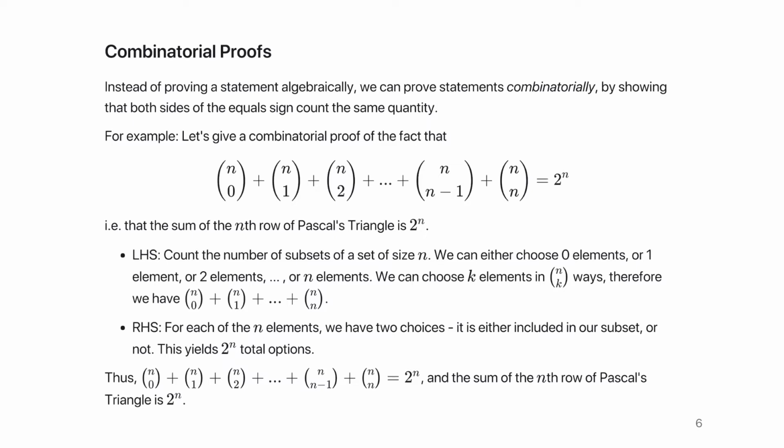Okay? And so the main idea in a combinatorial proof is instead of proving a statement algebraically, as you may be used to previously, we can prove statements combinatorially by showing that both the left-hand side and right-hand side are both counting the same quantity. Okay?